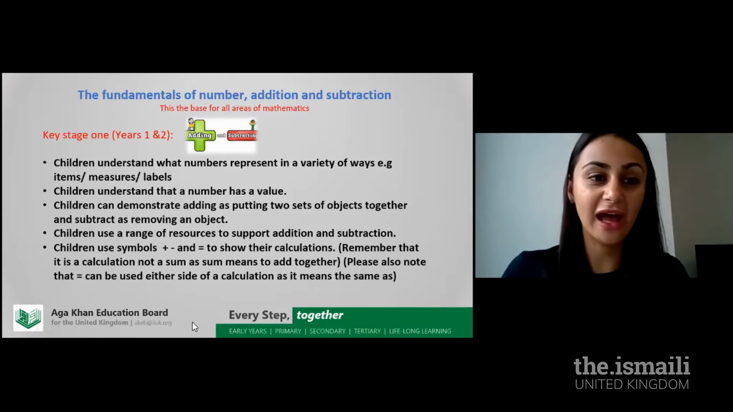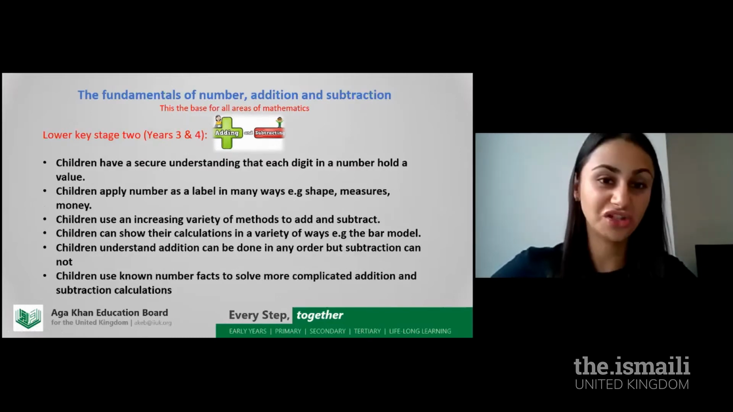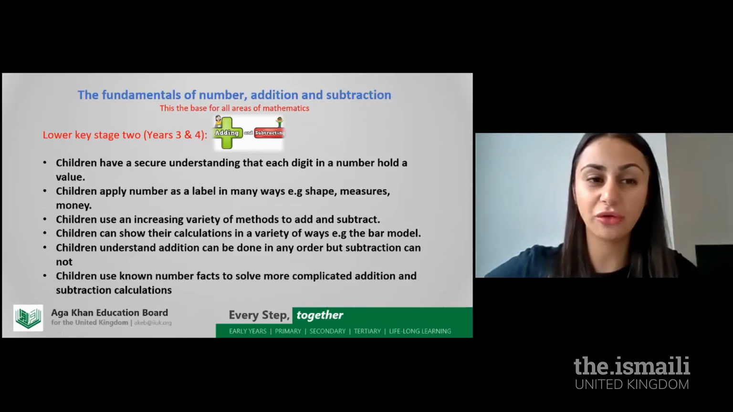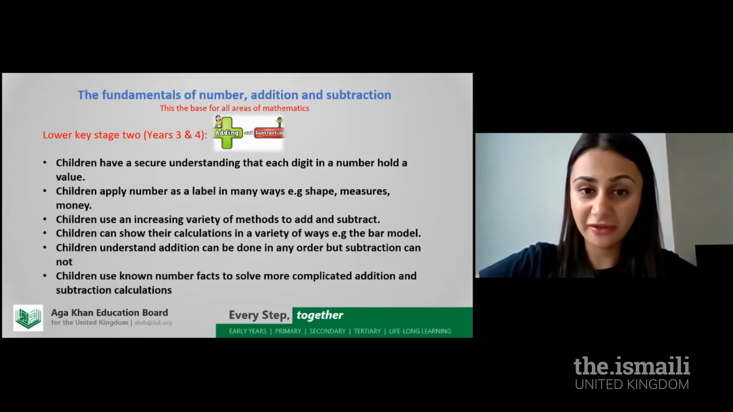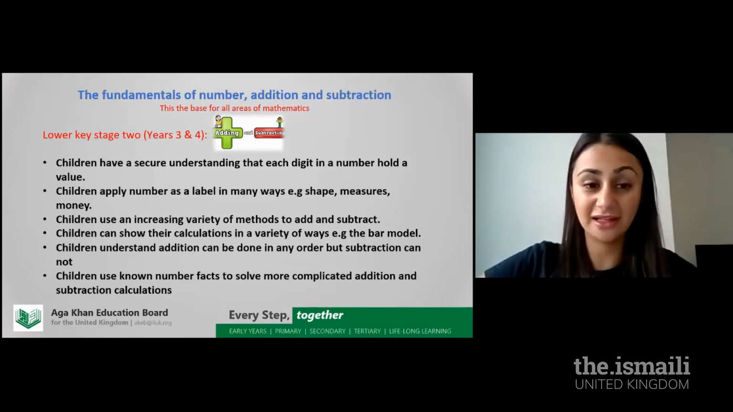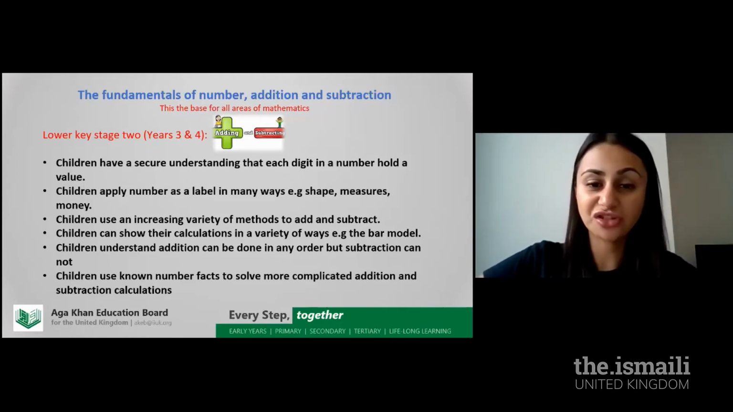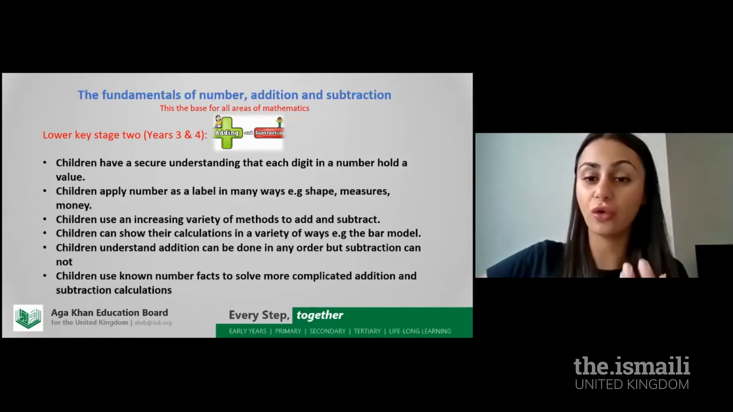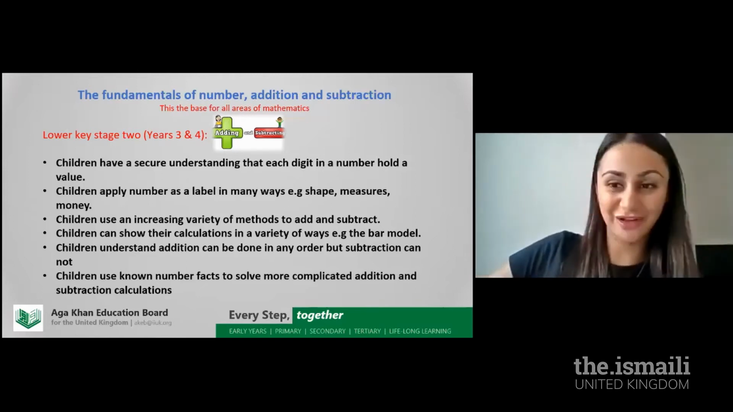So taking a look at the lower key stage 2, which is years 3 and 4, is now building on what children have learnt in key stage 1. So they have a very secure understanding of place value, and they're looking at place value up to hundreds and most likely even thousands as well. They're developing an increasing variety of methods to add and subtract, and again we will look at some of those methods a little bit later on. Children can show their calculations in a variety of ways, whether that's written as a calculation, drawn, or using the bar model, which we will look at later on as well.